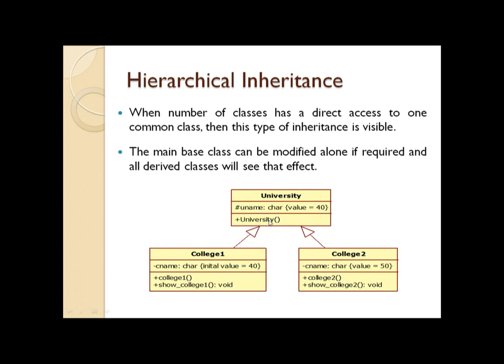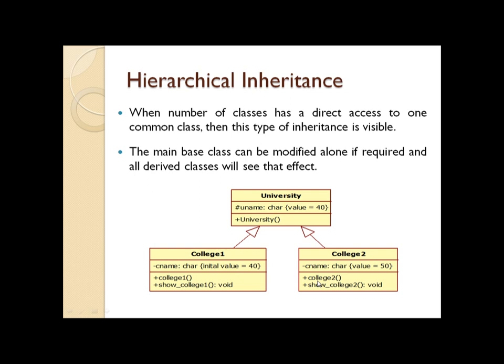We have the method university, which is given in the public section, and the college 1 class contains a data member C name. Here again the length is 40, with two member functions. The first one is college 1 and the second one is show underscore college 1. The return type is void. Both functions are given in the public section of the class college 1. The second derived class is college 2. Here C name indicates the name of the college. The length is 50 for this variable.